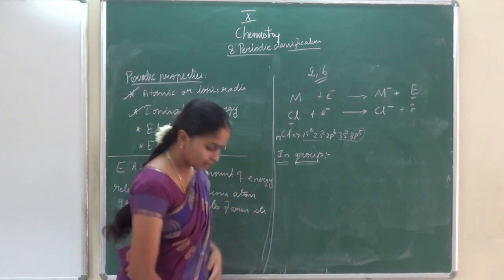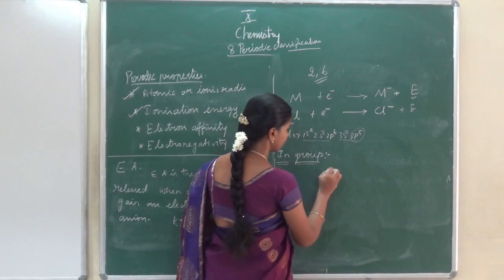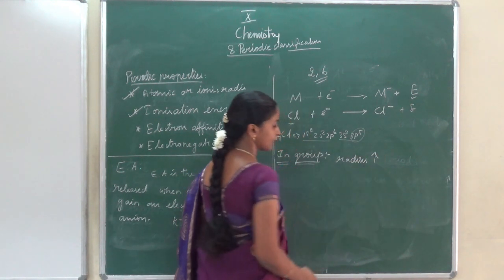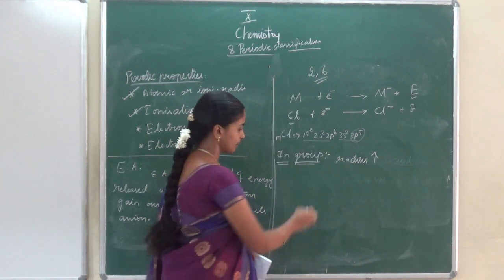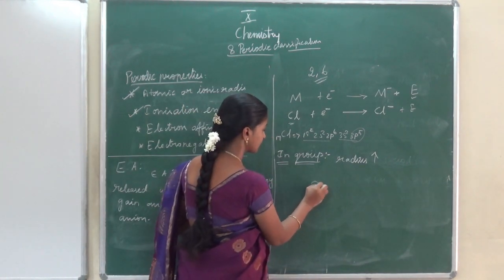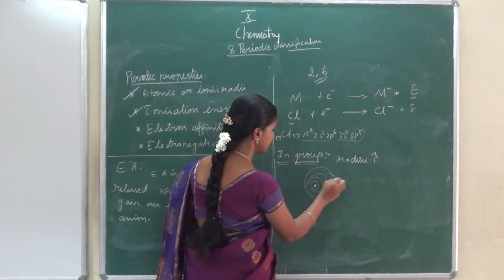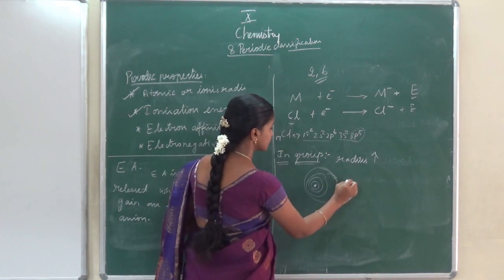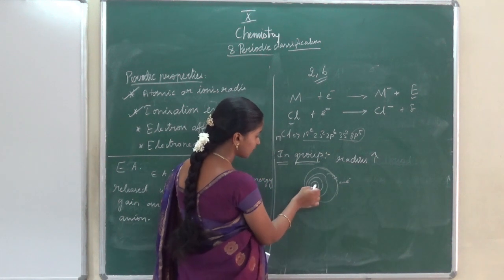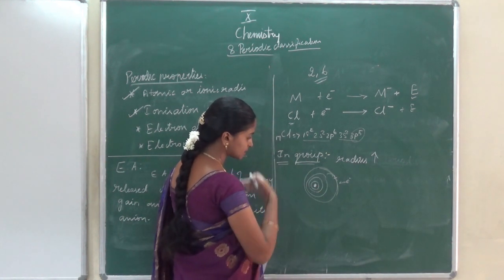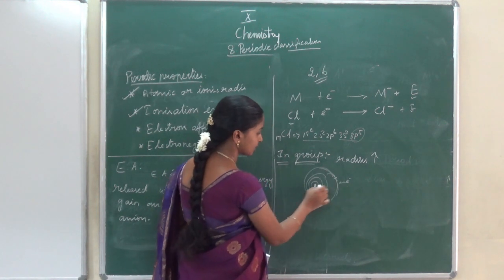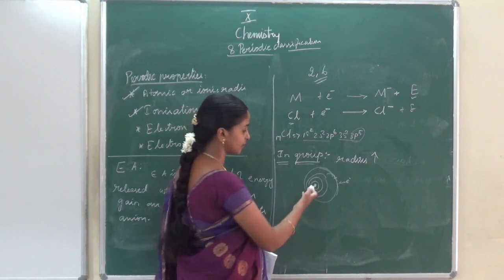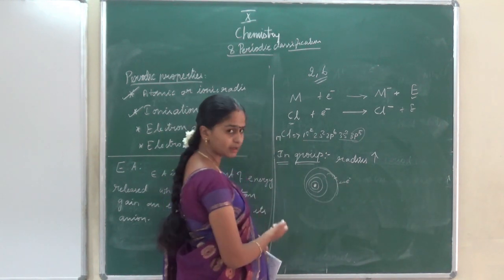Now in group we know the radius is increasing. That means this is the nucleus. The last electron is present in the 5th shell, let us imagine like that. This is the valence shell. Now 1 more electron is coming here. So this nucleus has to spend its energy to this large distance, till that end. It is quite difficult for this atom to accept the electron.